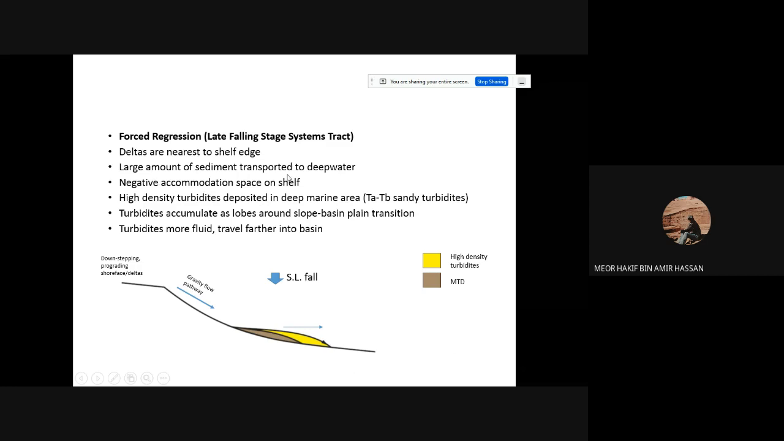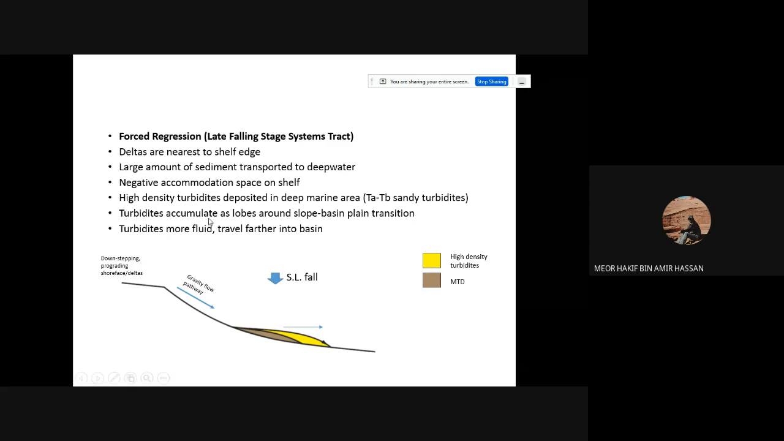Okay. So a large amount of sediment is transported to deep water. There's negative accommodation space now on the shelf. Everything is now exposed here, and that can be eroded, and that can be transported towards the basin floor. So you get negative accommodation space, no space basically, right? So erosion, and you get deposition of high density turbidites. So those turbidites will be moving down the slope here and be deposited here. They're going to be very sandy, right? So you get the Bouma divisions of Bouma A and Bouma B being dominant. Okay, so you get the high density turbidites being deposited during the late falling stage systems tract.